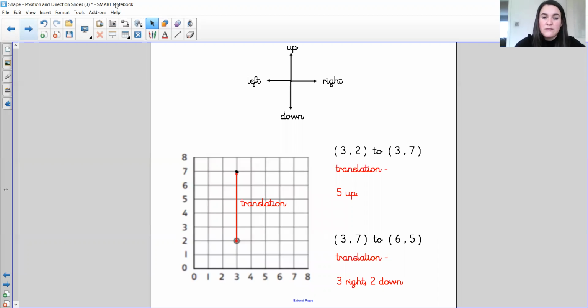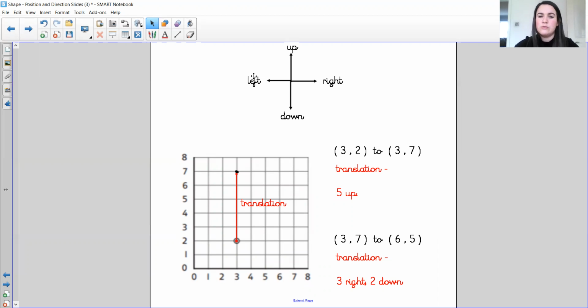Today, there's a bigger focus on actually describing what is happening when we're moving. Across the top of the screen, I've given you a reference to use, because this is the language that we're going to be using: up, down, right and left. So that's a bit of a recap.